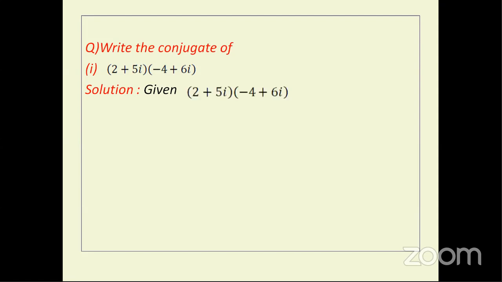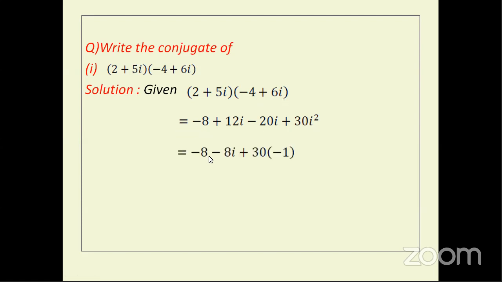So you are given (2 + 5i) × (−4 + 6i). You know how to go with multiplication, children? 2 into −4 is −8. 2 into 6i, that is 12i. 5i into −4 is −20i. Then you have 5i into 6i, which is 30i².